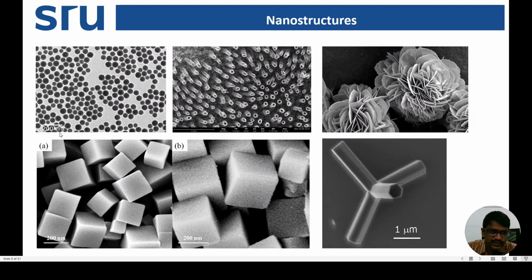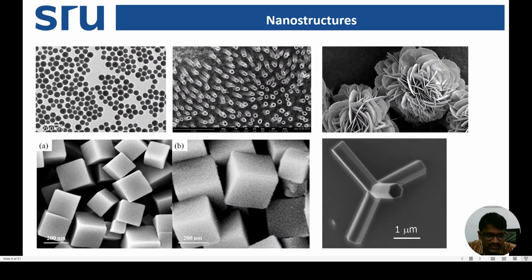And also you can observe here, this size is 200 nanometers. Don't get confused. I already told you that nanomaterial means it is under 100 nanometers. So this scale is 200 nanometers, but if you observe the diameter of this particle, it should be less than 100 nanometers. That's why we can call it a nanomaterial.